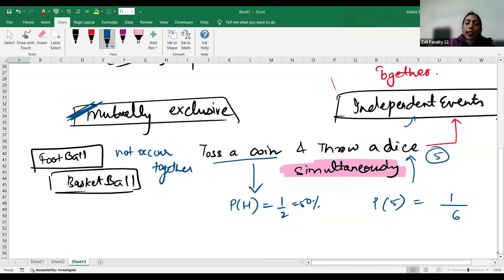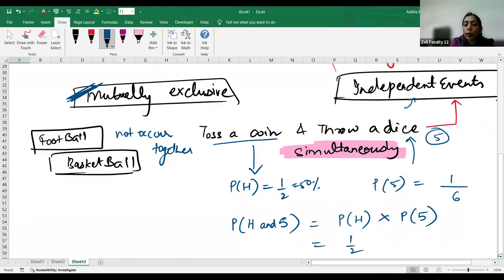Now both of these can happen together. So what is the probability of getting head and 5 together? So together will be equal to probability of head into probability of 5. So probability of head is 1 by 2 and probability of getting 5 is 1 by 6. So what would be the probability here? 1 by 2 into 1 by 6 is 1 by 12.